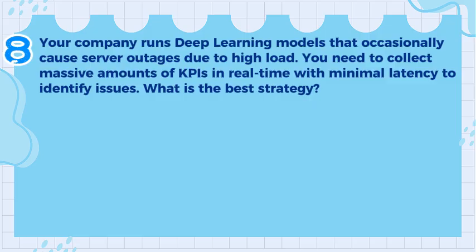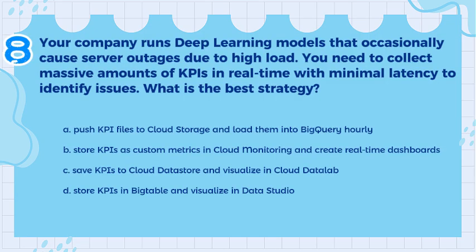Again, your company runs deep learning models that occasionally cause server outages due to high load. You need to collect massive amounts of KPIs in real time with minimal latency to identify issues. What is the best strategy? The choices are: A. Push KPI files to Cloud Storage and load them into BigQuery hourly. B. Store KPIs as custom metrics in Cloud Monitoring and create real-time dashboards. C. Save KPIs to Cloud Datastore and visualize in Cloud Datalab. D. Store KPIs in Bigtable and visualize in Data Studio.